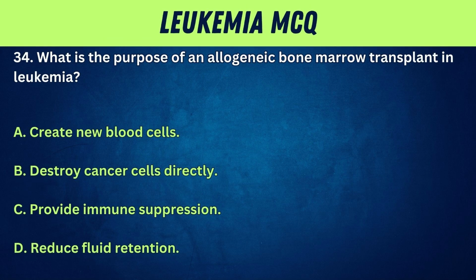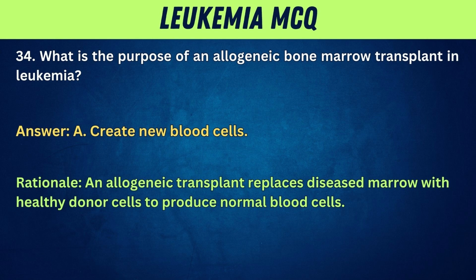34. What is the purpose of an allogeneic bone marrow transplant in leukemia? A. Create new blood cells. B. Destroy cancer cells directly. C. Provide immune suppression. D. Reduce fluid retention. Answer: A. Create new blood cells. Rationale: An allogeneic transplant replaces diseased marrow with healthy donor cells to produce normal blood cells.